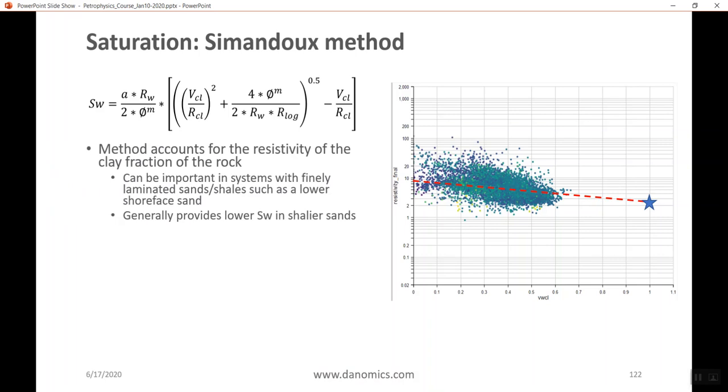So when do we use something like the Simandoux method? We use this method when we have shaly sands. So for example, if you're working in an area that's, let's say, a lower shore face sand where you have, maybe, a roughly equal amount of sand and shale interbeds. Maybe your sands aren't clean, maybe they're higher shale beds. That is when you would use something like the Simandoux equation.